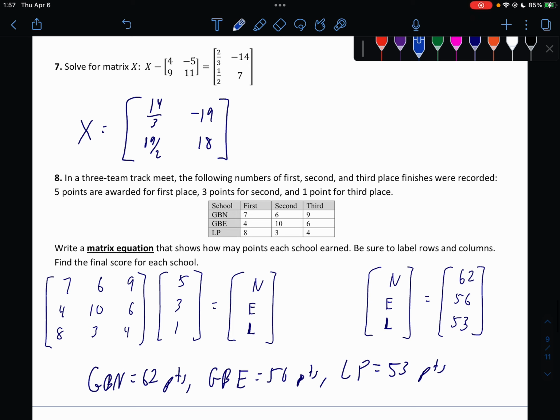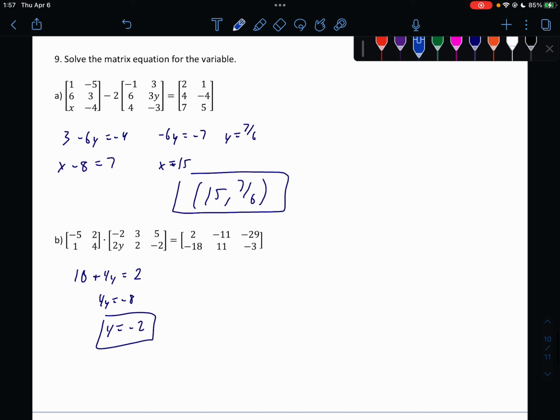7 and 8. And the last 2, 9 and 10. Or 9A and B, I guess, would be a better way of saying that.